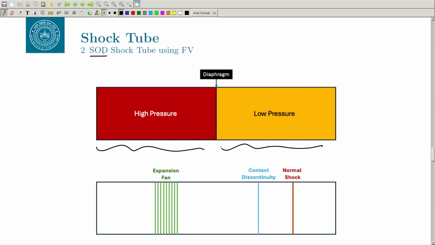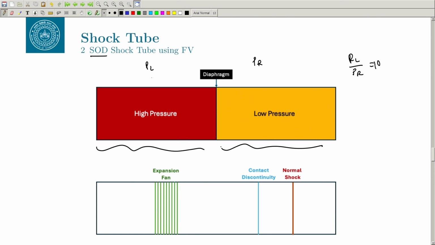Hello everyone, welcome back. Okay, now let us solve one practical problem which is the short shock tube. This we have already discussed earlier in the context of finite difference simulation. On the left you have the high pressure and on the right you have low pressure, and we will be using the short shock tube. So, basically your P_L and P_R.